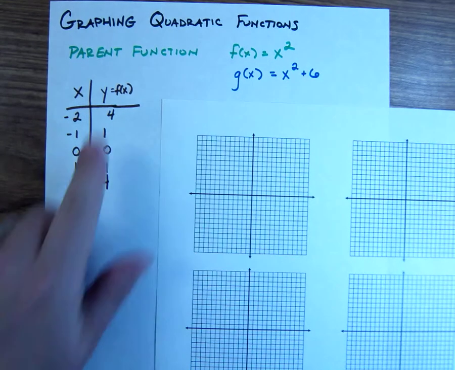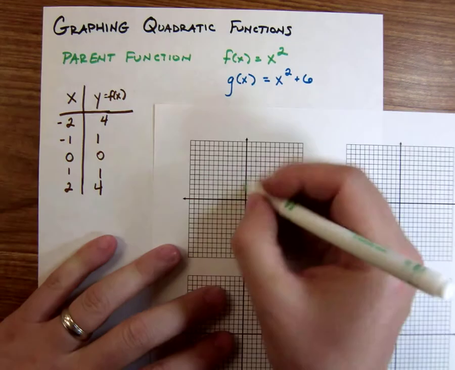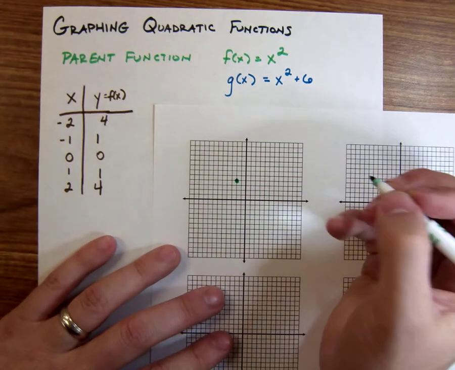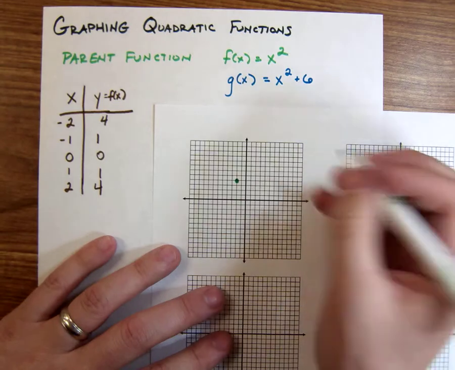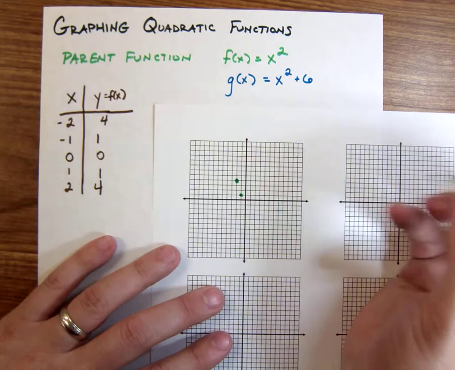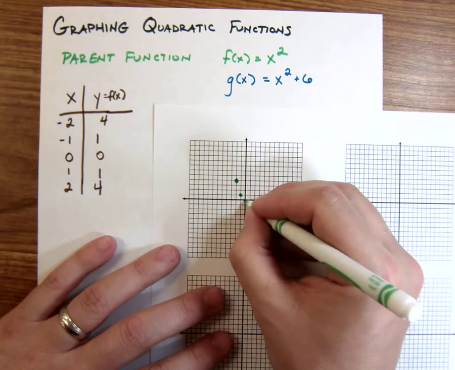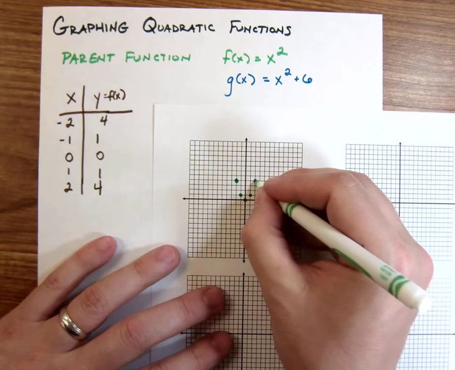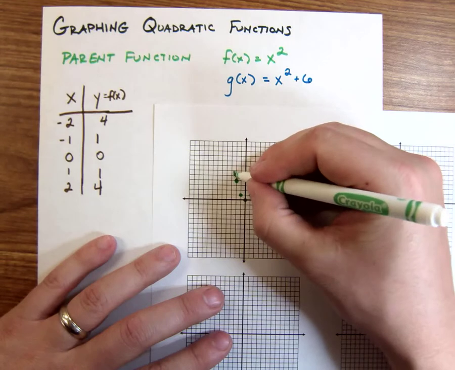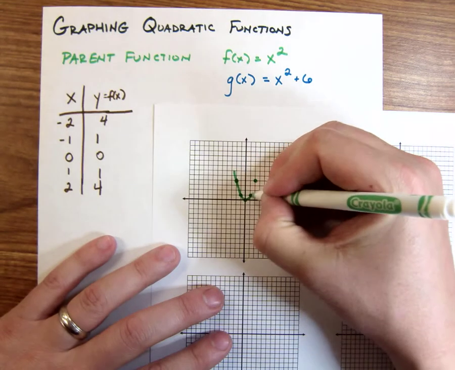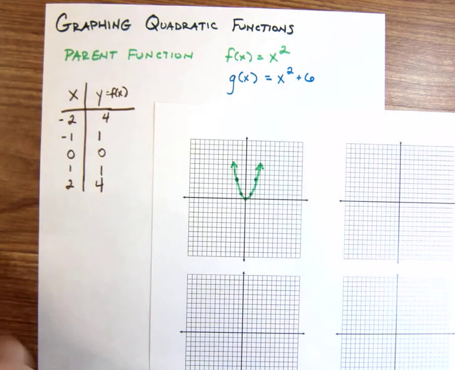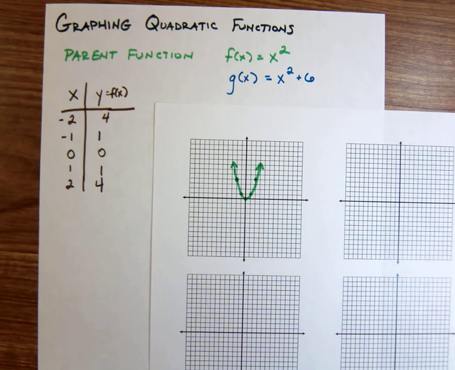I'm going to start off with the point -2, 4. So I'm going to go -2, +4, right there. Okay, then we'll do -1, 1, 0, 0, then 1, 1, and then 2, 4. And I'm just going to go ahead and connect these. And just like we expected, it goes down and comes back up and makes this horseshoe-shaped figure there.